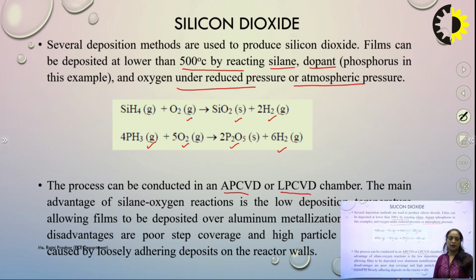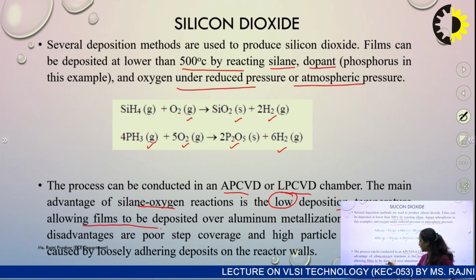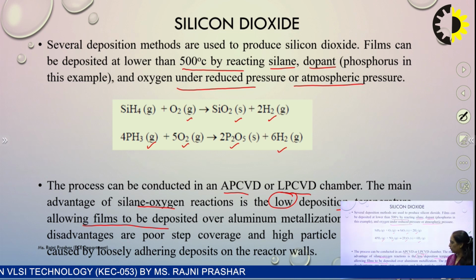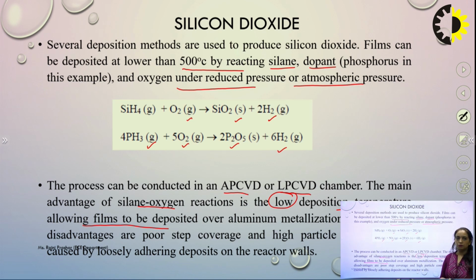We have studied these reactor chambers in the previous class. If you have not gone through the reactor chamber details, you can check the previous lecture. The main advantage of the silane-oxygen reaction is that the deposition is carried out at a very low temperature, and it can be deposited over the aluminum in the metallization process. The primary disadvantage is that the step coverage will be very poor.